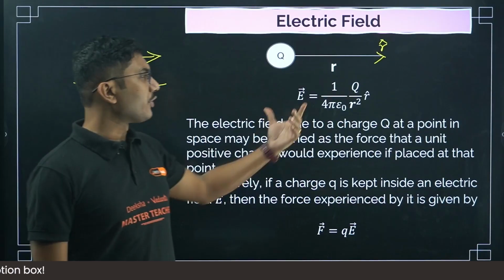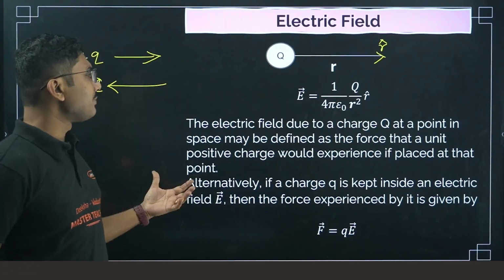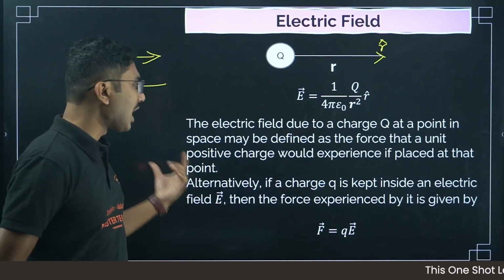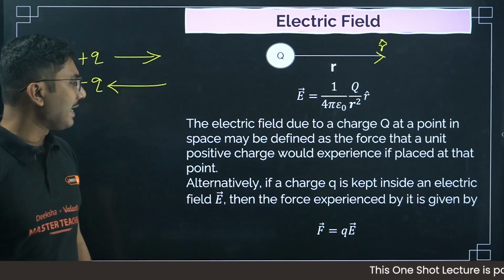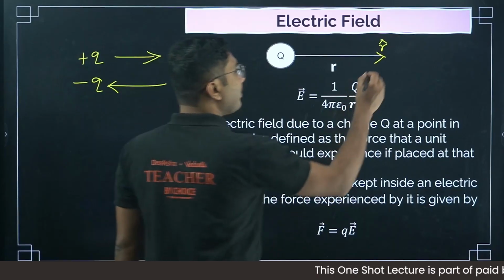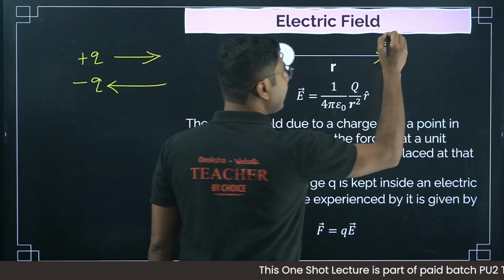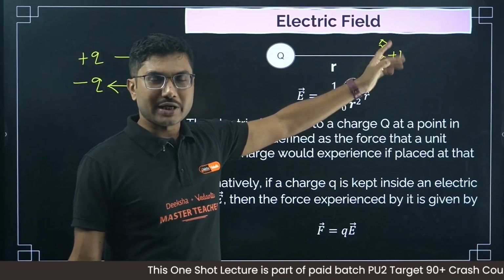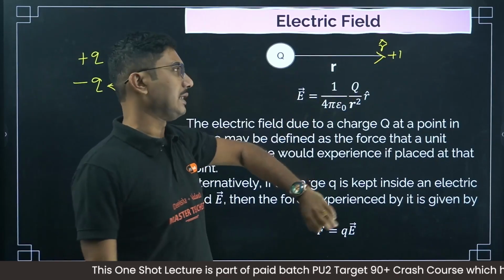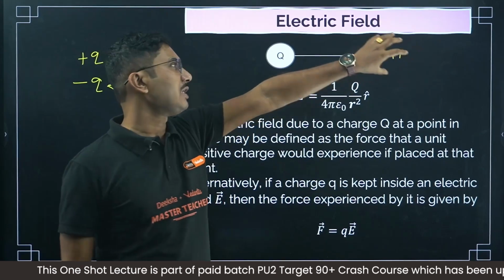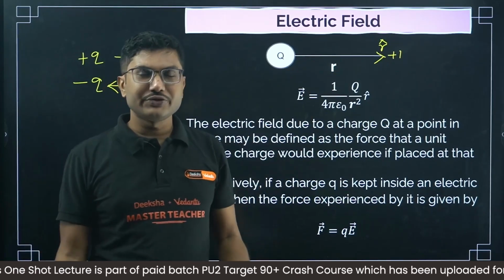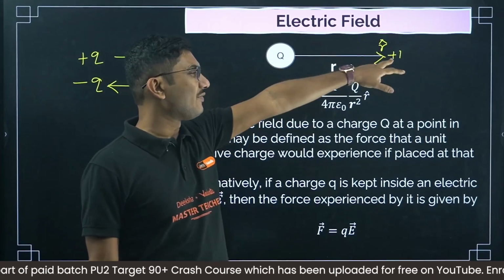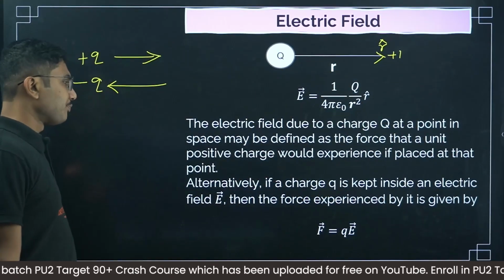The electric field due to a charge Q at a point in space may be defined as the force that a unit positive charge would experience if placed at that point. So if you place a unit positive test charge, unit positive means +1, one Coulomb charge, basically. Whatever force is experienced by this 1 Coulomb charge, that is the electric field at this particular point.